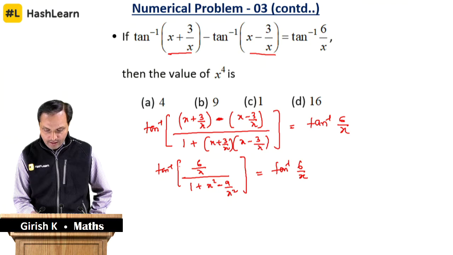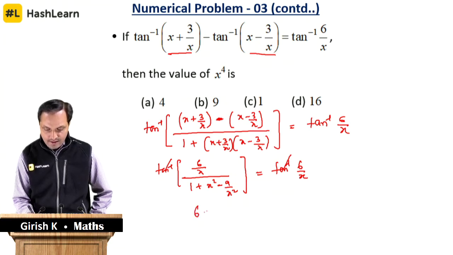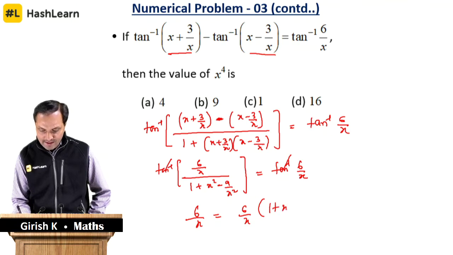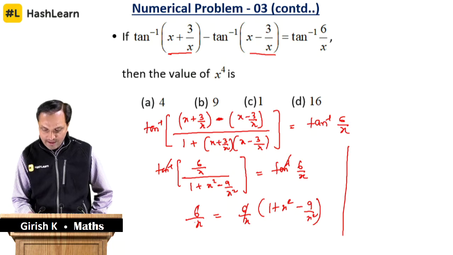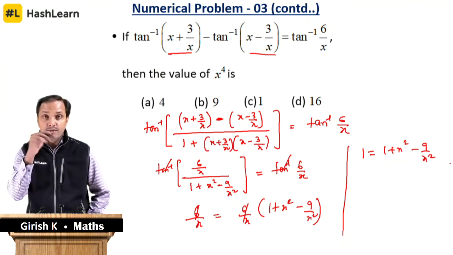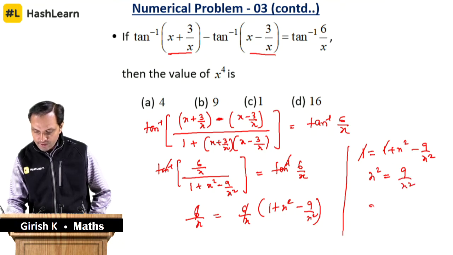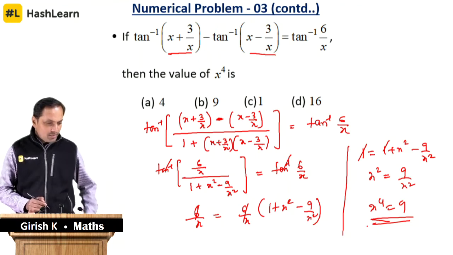You know that you can cancel this with this. Once you cross multiply, you will have 6 by x is equal to 6 by x into 1 plus x square minus 9 by x square. If you do the simplification, this will cancel with this. So you will have 1 is equal to 1 plus x square minus 9 by x square. So once you cross multiply the terms, cancel it, 9 by x square. So x power 4 is not option D. It is not option D.